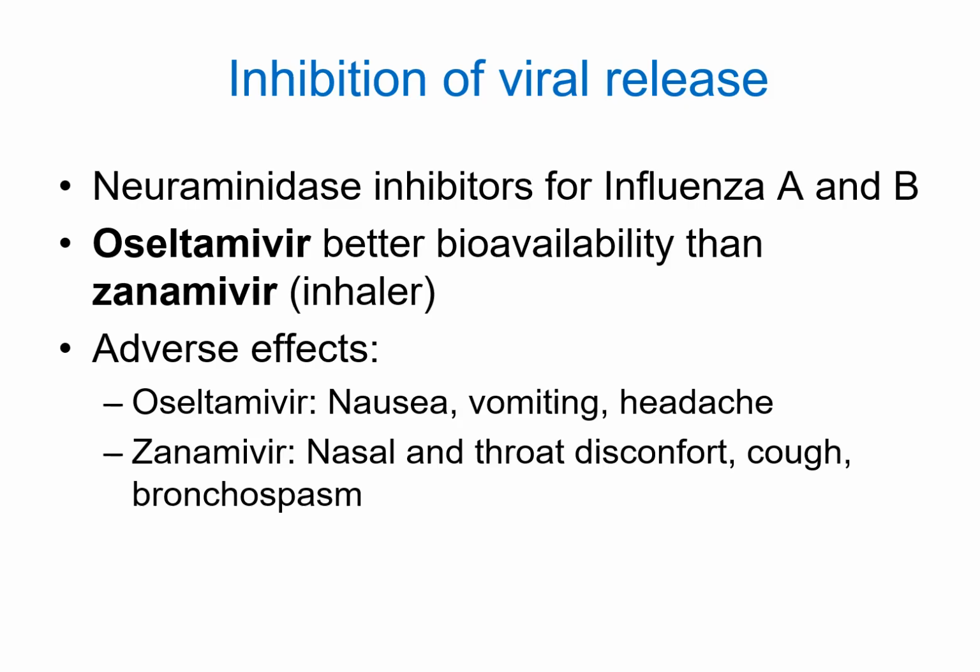This is the final class of drugs we'll talk about, inhibition of viral release. In this case, those are neuraminidase inhibitors, oseltamivir and zanamivir, and those are given for influenza A and B. Zanamivir is given as an inhaler. As adverse effects, you have nausea, vomiting, and headache with oseltamivir, and for zanamivir, because it's given as an inhaler, it might lead to nasal and throat discomfort, cough, and bronchospasm.